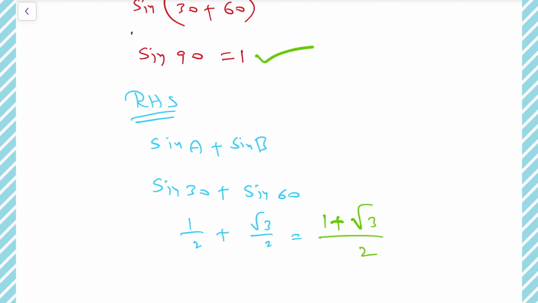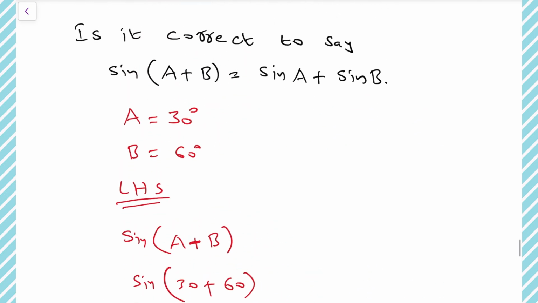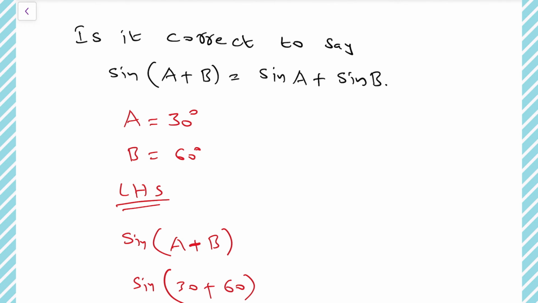Left side answer we got as 1 and right side answer we got as 1 plus root 3 by 2. Both are not at all equal. So LHS is not equal to RHS. So we can say that it is not correct to say that sine of a plus b is equal to sine a plus sine b. So whenever we are taking a and b values in this question, you should be very careful with that. For example, in this case, if I take a value as 0 and b value as 30, then LHS and RHS both will become equal. So in this kind of cases you need to be very careful. So don't take 0, take other numbers only.